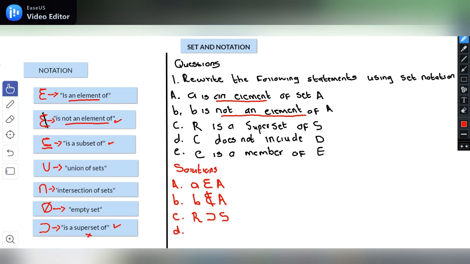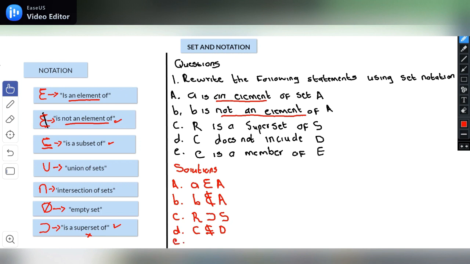Therefore D: C does not include D. So whenever they say C does not include D, what do they mean actually? They say the set C does not include the set D. So it's going to be C, then the superset symbol crossed out, then D. Remember, if you know the definition of a superset, you'll understand why we used does not include D and then used this symbol of a superset, right? So meaning C does not include D. That's how you write it.